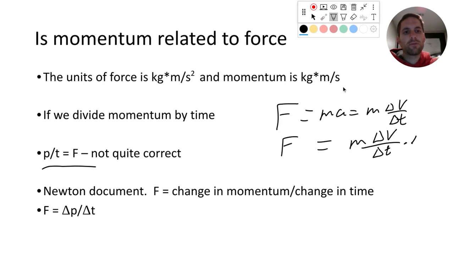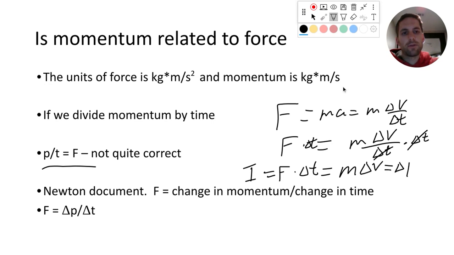Multiply the time interval to both sides. And we get some new quantity. We call this impulse. But also, when we do this, we get another quantity here, m times the change in velocity. That is the change in momentum. So impulse is change in momentum, and force.